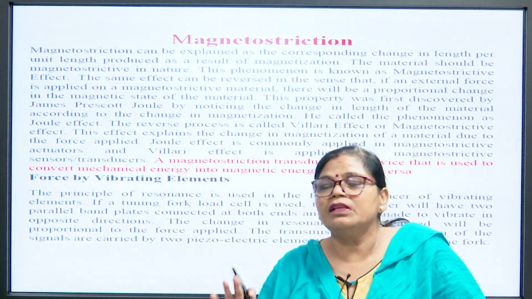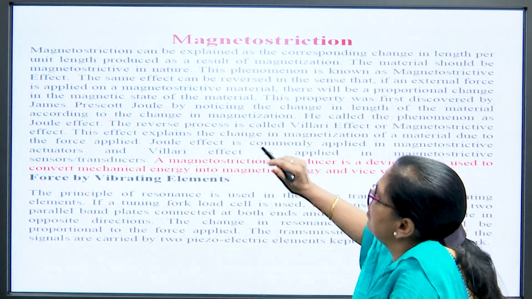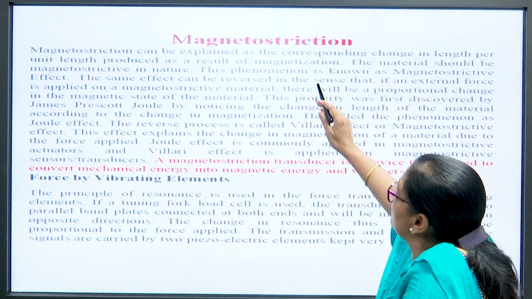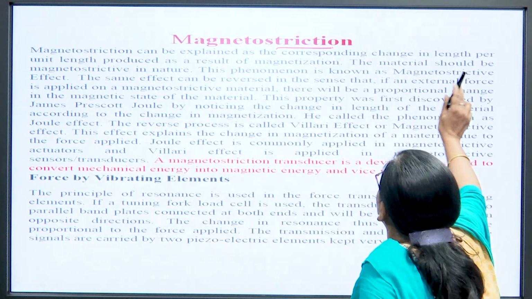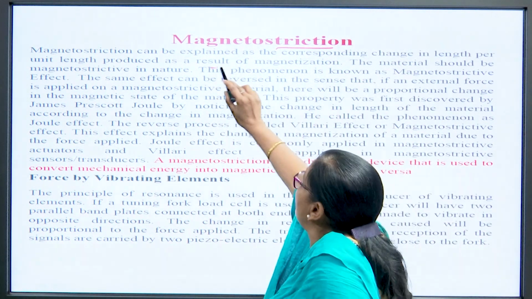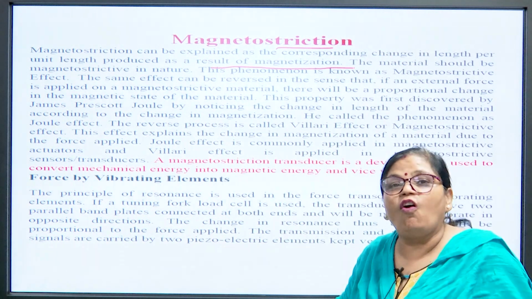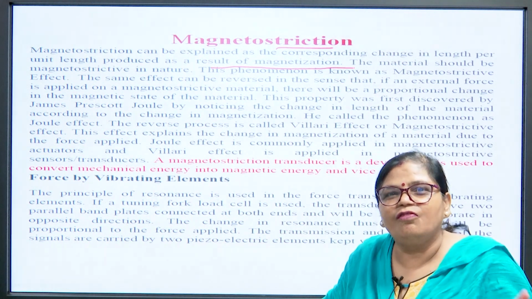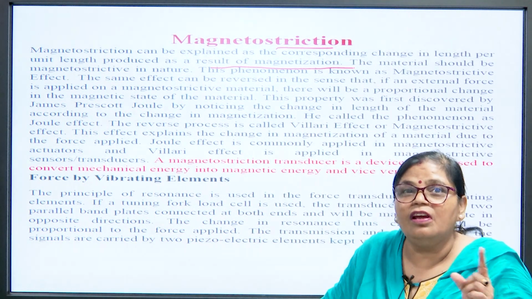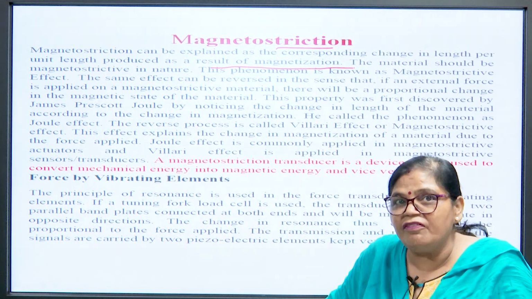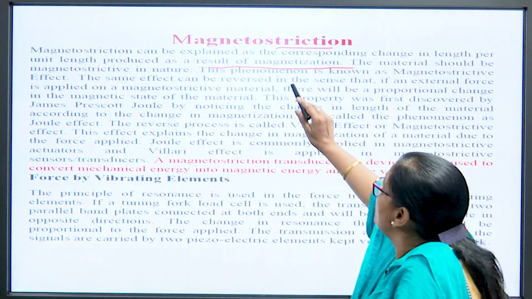Force measurement, this is somewhat new, not used for general purpose, but at present scenario we are using this magnetostriction type also. There is a corresponding change in the length produced as a result of magnetization. So, we can consider there is a Hall effect. The concept is the same, there is also a Hall effect transducer, we are considering as a magnetism. Here also for force measurement we can consider the magnetization.